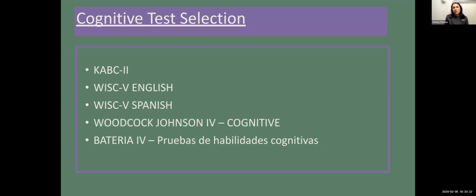Next is the cognitive test selection. What are we going to start with? What are we going to do? There are many tests out there. I like using the KBC. The KBC is normed for LEP students.